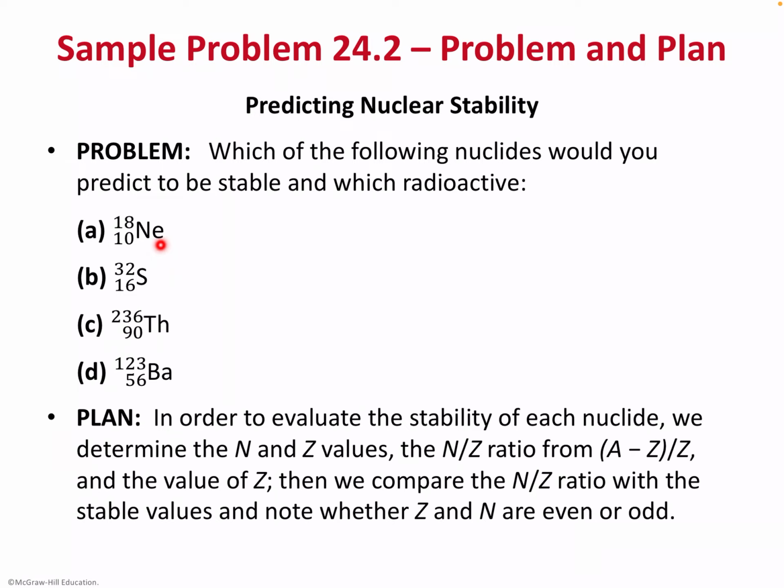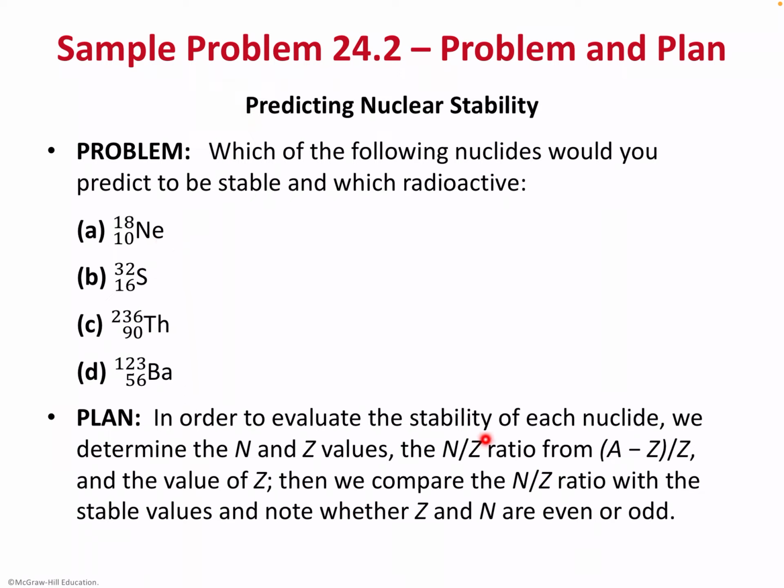Now let's look at neon 18, 10. So 10 here is the number of protons. 18 is the mass number, which is the sum of the protons and the neutrons. So the neutrons would be 18 minus 10, which is 8. So the ratio 8 over 10 would be 0.8. As a result, neon would be unstable.